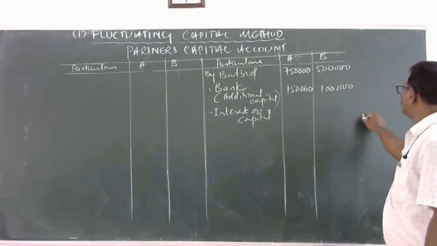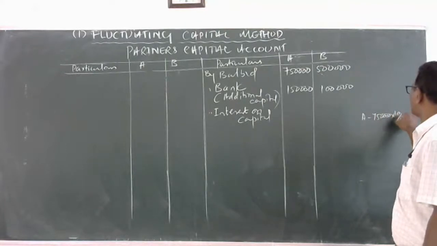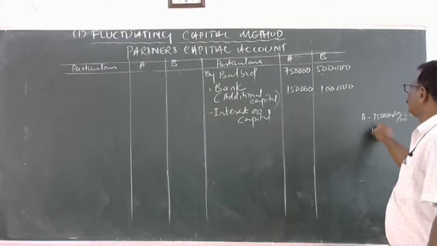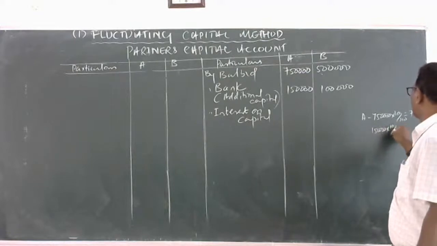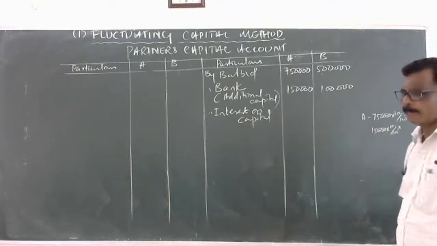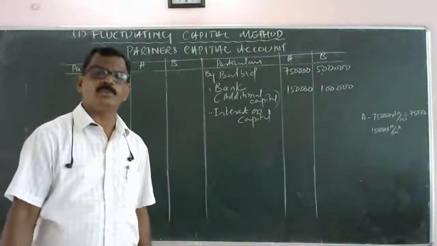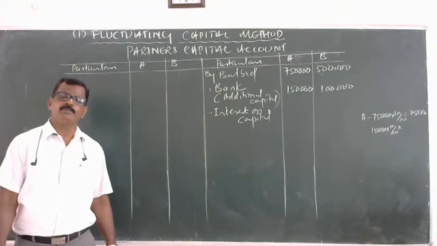So as interest on capital is on 7,50,000 for the full year at the rate of 10%, that is 75,000. And on additional capital 1,50,000 at the rate of 10% from 1/7/2018 to 31st March 2019. At the end of the year is 31st March 2019.